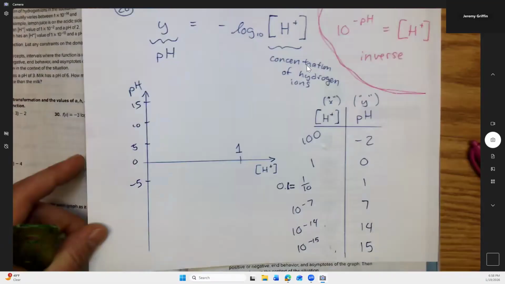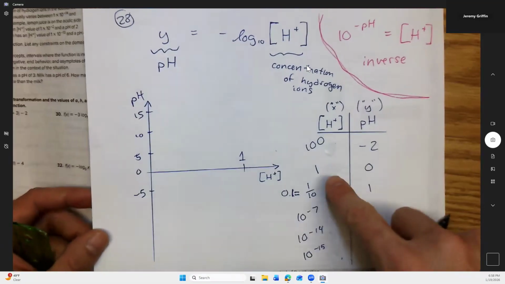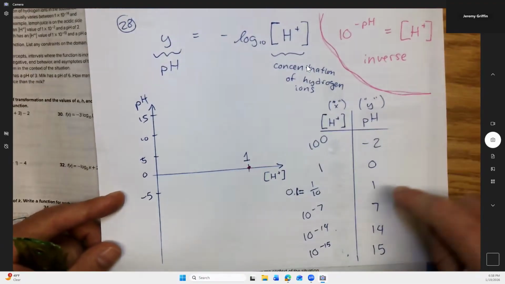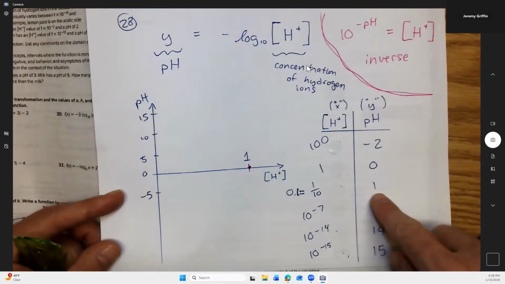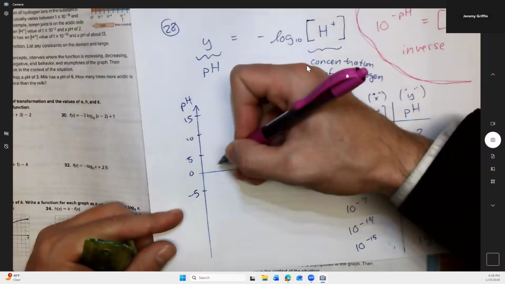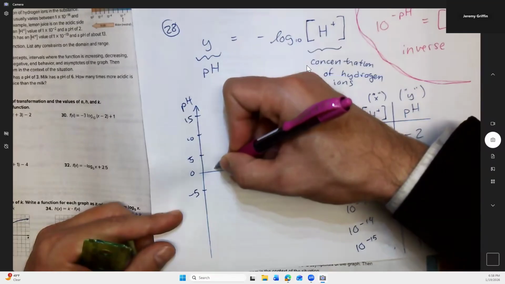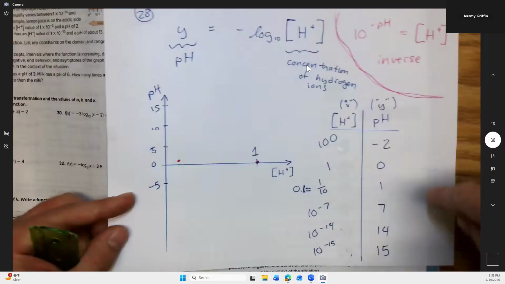Okay, let's plot some points. (1, 0) is a point that we are here. Okay, (1/10, 1) is a point. That's like (1/10, 1). This is going to be a strange looking graph. That's okay. We'll make do.